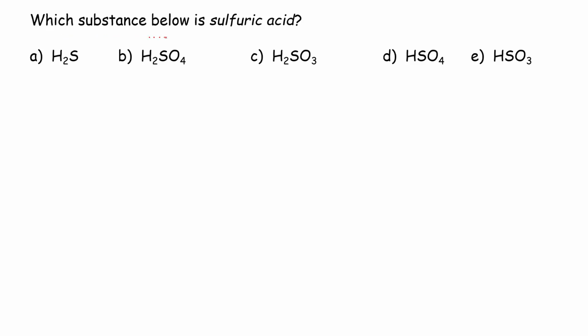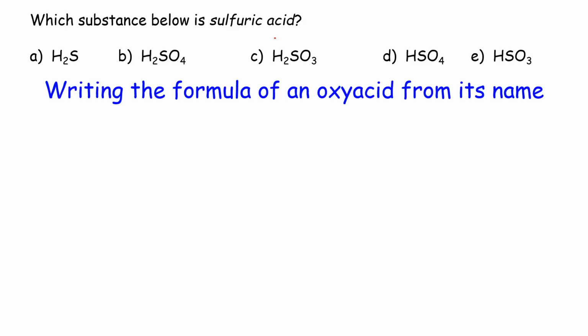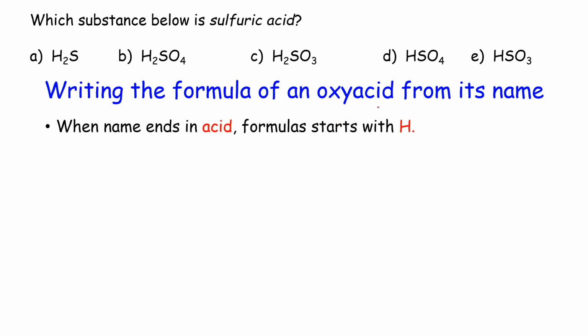Which substance below is sulfuric acid? Let's review mini lecture 12 material about writing the formula for oxy acid. When the name ends in acid, as you see in this name, sulfuric acid, it means the formulas always start with a hydrogen.